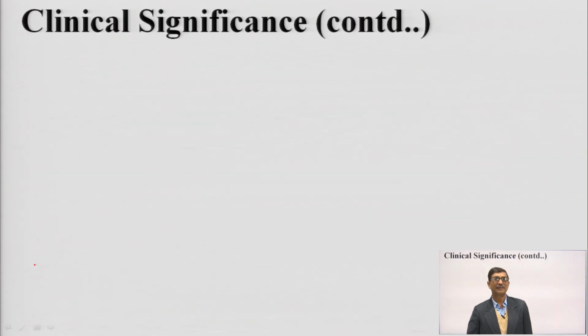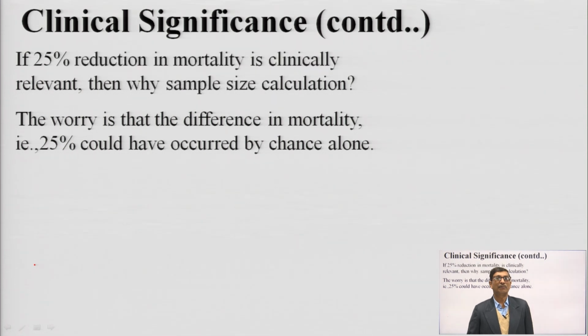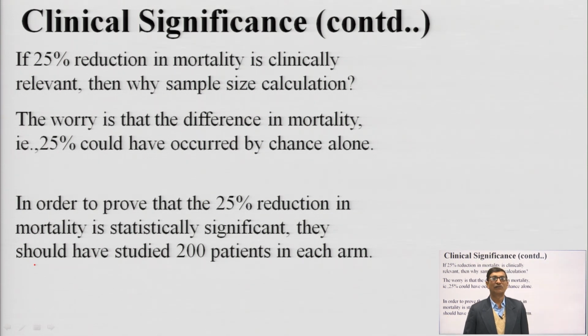Why do we say this? The worry is that the difference in mortality, that is 25%, could have occurred by chance alone. So, it is not significant, it is not real. If a 25% mortality reduction is clinically relevant, then why sample size calculation? Because the 25% difference is not significant as it occurred by chance. In order to show that the 25% reduction in mortality is statistically significant, they should have studied 200 patients in each arm, that is 200 controls and 200 cases, to get the result.